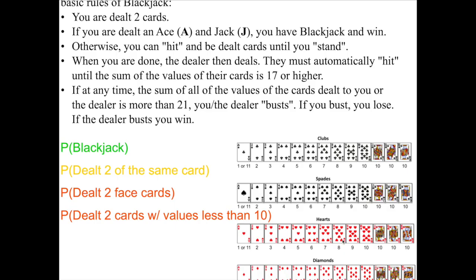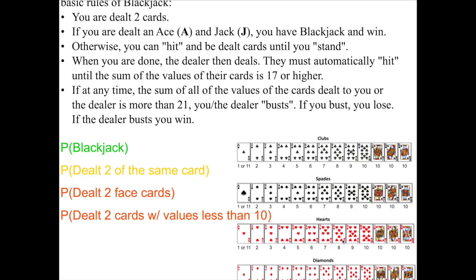If you're dealt an ace and a jack, then you have Blackjack and you automatically win. Otherwise, you can hit, which means you can be dealt more cards until you stand, meaning you are done. Now, when you're done, the dealer deals to themselves, and they're required to hit until the sum of the values of their cards is 17 or higher. If at any time the sum of the values of all of the cards that have been dealt to you or the dealer is more than 21, then you or the dealer would bust.